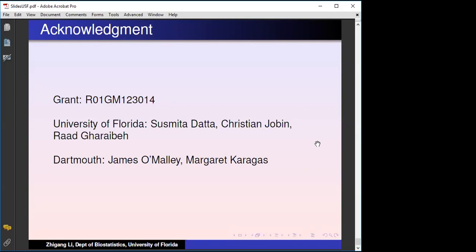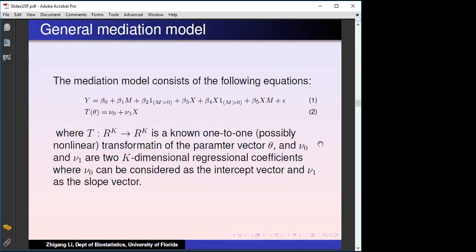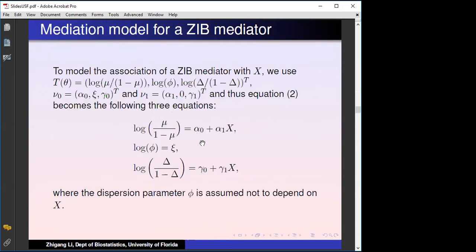Now, to answer your second question, the zero-inflated negative binomial can be incorporated in this approach because the construction of the distribution for the mediator is fairly general, and the negative binomial is a completely parametric model, so we can easily incorporate that into this model, and then based on that model, we can have estimates for the mediation effects.